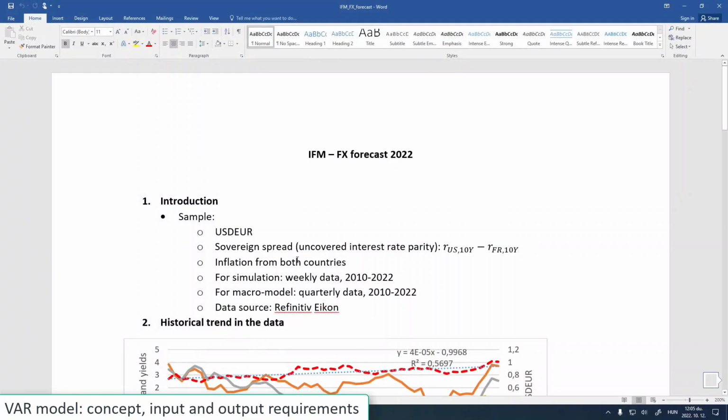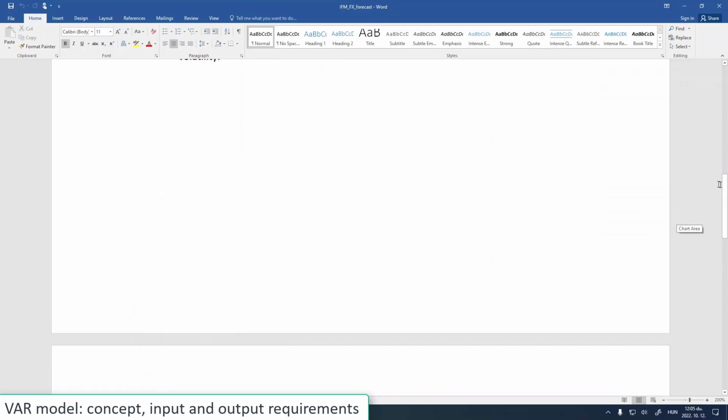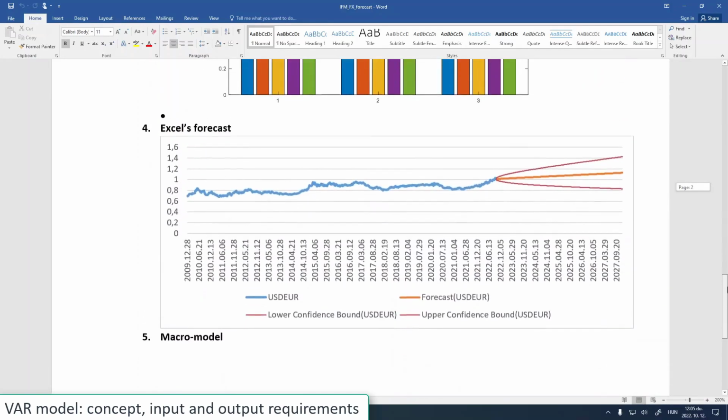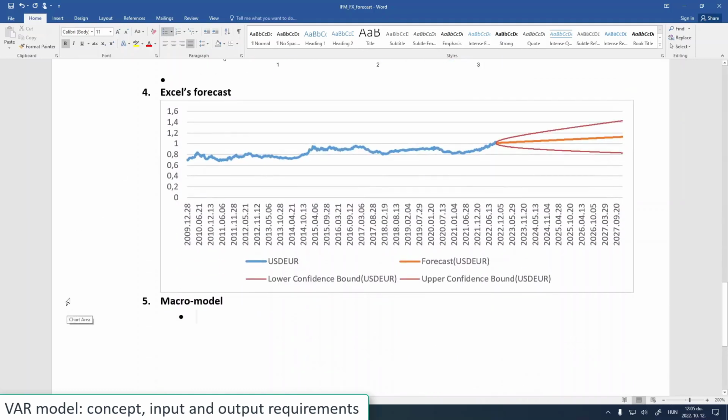Today we will continue our journey in the field of foreign exchange forecast, just after talking about historical trends and simulations. Today we would like to build a nice macro model. And in this case we will use vector autoregression.